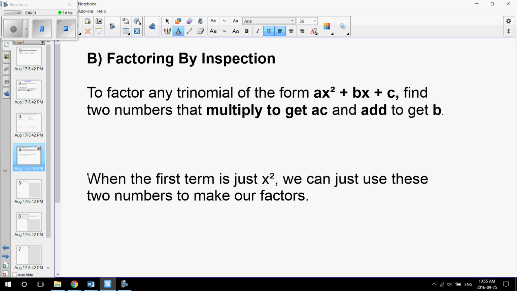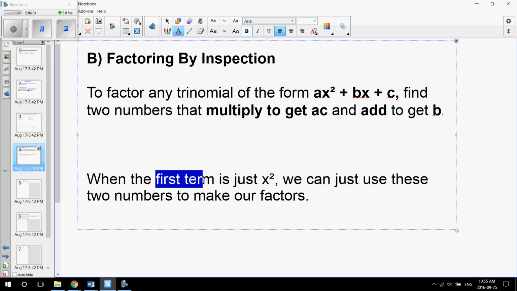Now there's a little note here. When the first term, that means the one that's in front of that x squared, is just an x squared, meaning that there's no additional number in front of it, meaning that there's technically just a 1 sitting in front of that x squared, we can just use these two numbers to make our factors. So whenever there's a 1, we can jump straight into our factors. There's no additional steps there. That seems a little confusing. We'll see how that works out in our examples.